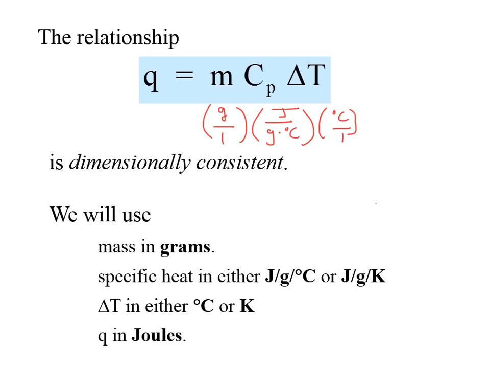Okay, so let's do our crossing out. Grams and grams cancel. Degrees Celsius and degrees Celsius cancel. So we're left with units of joules, which is what that is. That's units of joules, and that is change in thermal energy. Change in thermal energy is just like I said at the beginning of class. It's like something heating up or something cooling down. That's it. Change in thermal energy.